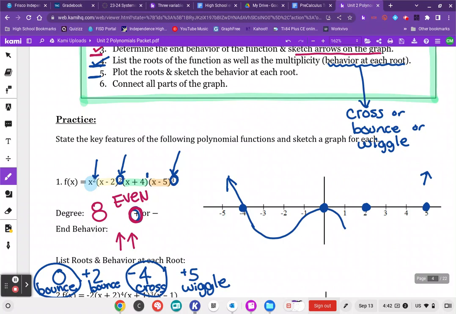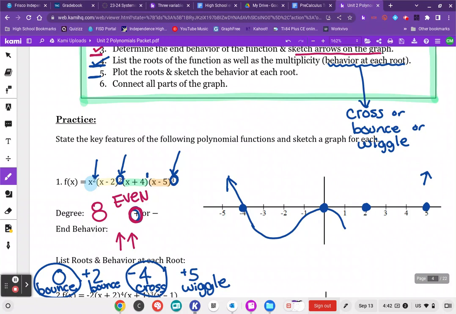Since 0 has to bounce, it has to come from this direction, so it has to bounce underneath the x-axis. So you can only get each next point, each consecutive point, after you know the behavior of the previous point. So it has to curve naturally. There's no sharp points or edges to any of these graphs.